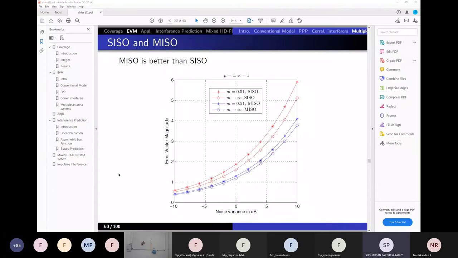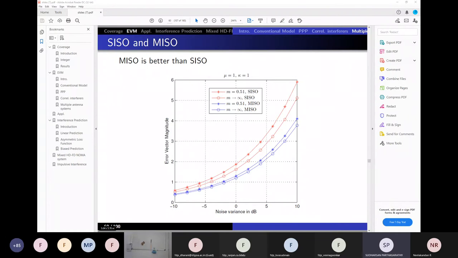Next slide, slide number 60. Here, the x-axis is noise variance in dB. The y-axis is the EVM. Again, you're plotting for different fading models. Mu equal to 1, kappa equal to 1. You have m equal to 0.51, which is extreme shadowing, and m equal to infinity, which is no shadowing. You plot it for both SISO and MISO cases.